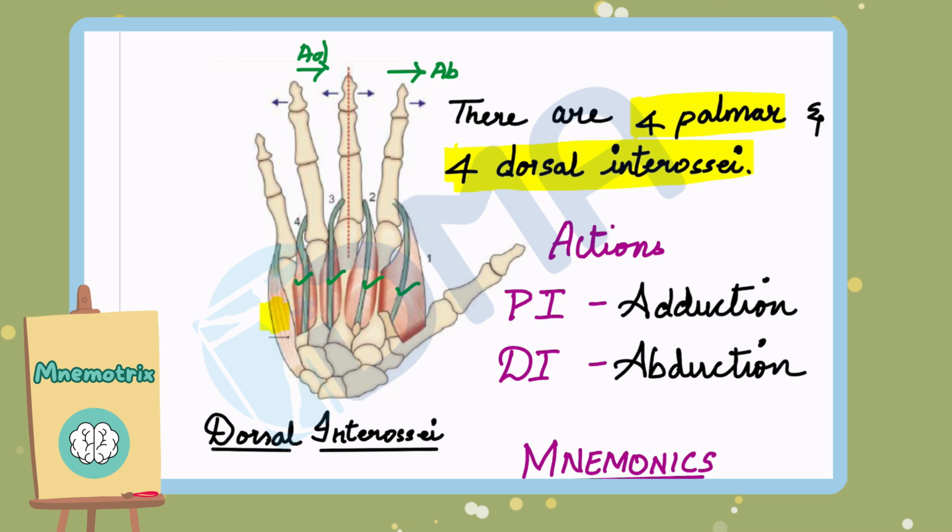This rule applies to all the other fingers except the middle finger, because the midline is already passing through the middle finger and the middle finger cannot move towards the midline. It can only move away from the midline. So there is no adduction for the middle finger. There is only abduction for the middle finger. If all other fingers are moving away from the midline, the movement is called abduction. If the fingers are moving towards the midline, the movement is called adduction. There is no adduction for the middle finger. There is only abduction for the middle finger.